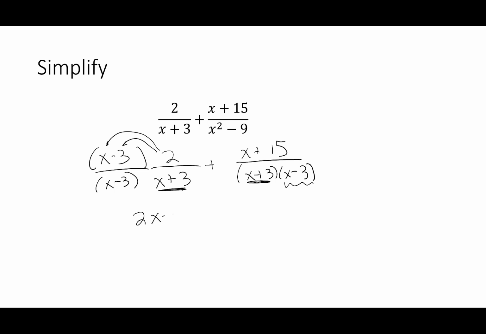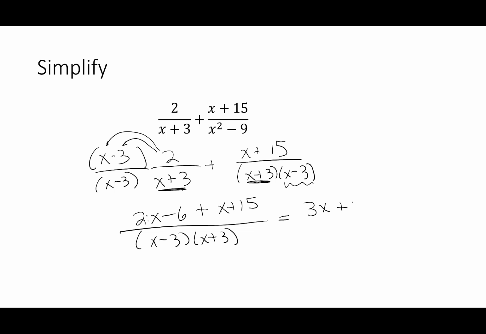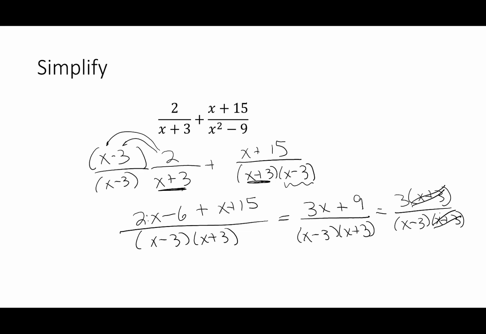I have 2x minus 6 plus x plus 15 over this denominator of x minus 3, x plus 3. I'm going to add the x's together, so 2x and x, that makes 3x. 15 minus 6, that's a positive 9. Over x minus 3, x plus 3. Now this one, I noticed that 3x plus 9, they have a 3 in common. So I'm going to take the 3 out. It gives me x plus 3. So here's x minus 3, x plus 3. Now I can cancel an x plus 3 top and bottom, and my final answer is 3 over x minus 3.